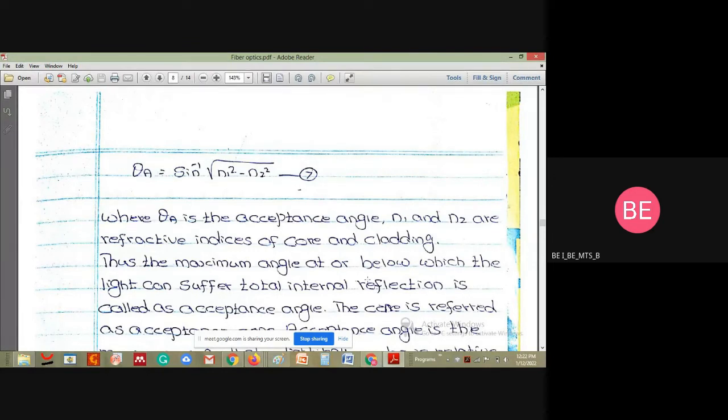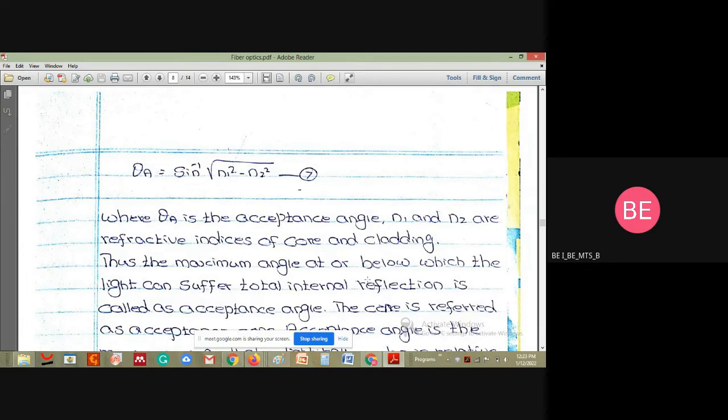How will you define critical angle? Critical angle is the angle of incidence above which total internal reflection takes place, and the acceptance angle is the maximum angle below which total internal reflection takes place, right? So if the angle of incidence is equal to the acceptance angle, then the light ray will graze the interface between core and cladding. For proper total internal reflection to take place, the angle of incidence should always be less than the acceptance angle, right?